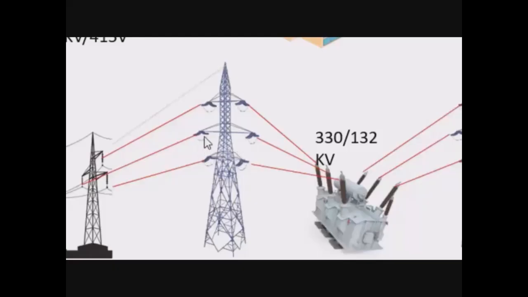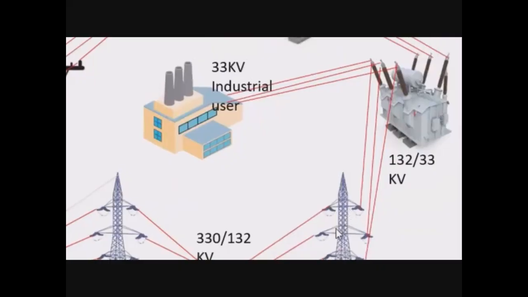Then from there, it is sent to the second transmission level, which is from 330, the first to the transformer that will step it down from 330 kV to 132 kV. Then from there, it goes to your 132 to 33 kV transformer, okay? Still in the transmission section of your power system, okay?